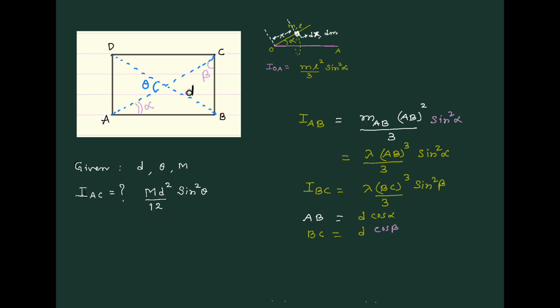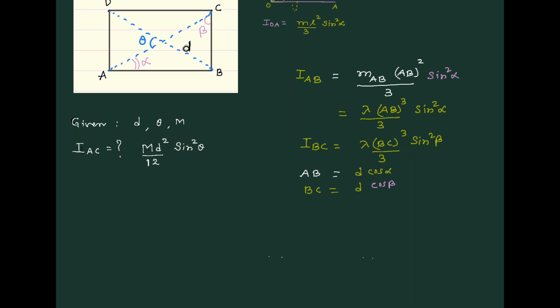So I of AB plus I of BC. That means I of AB plus I of BC. If we add these two, then to get total I, we can double it. So our required I is this much. Now we will simplify it. Add these two with this replacement.